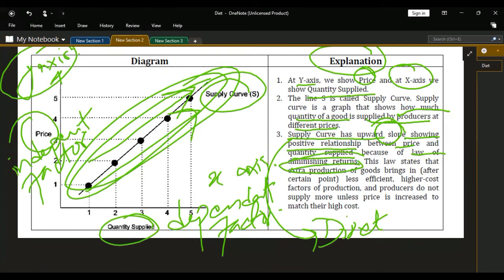This law states that extra production of a good brings in less efficiency and a higher cost of factors of production, and producers do not supply more unless the price increases in the market to such a level that their profitability margin can increase up to a certain level.